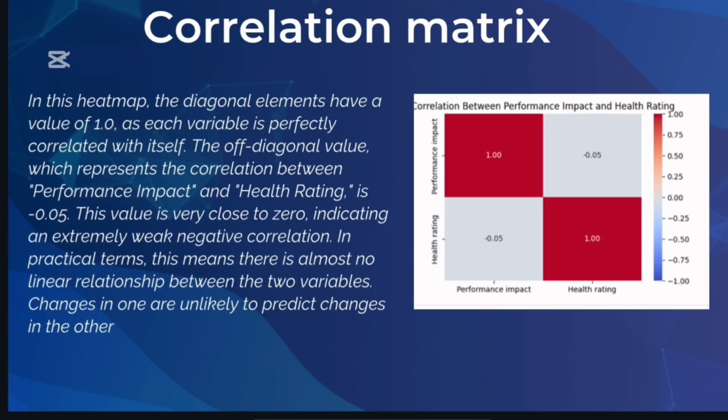Correlation matrix. The diagonal elements have a value of 1, as each variable is perfectly correlated with itself, and the off-diagonal value represents the correlation between performance impact and health rating, which is minus 0.05. This value is very close to 0, indicating an extremely weak negative correlation. In practical terms, this means there is almost no linear relationship between the two variables.